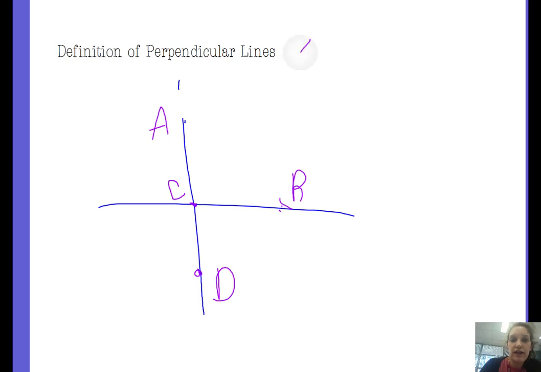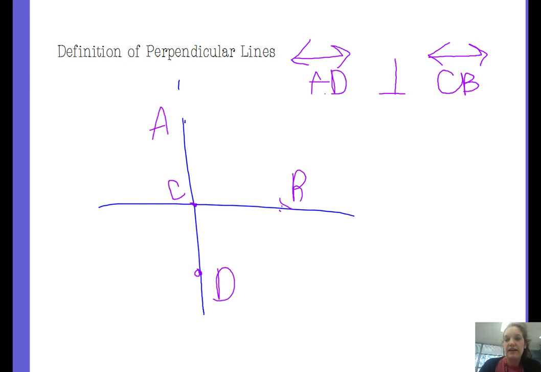So if I told you that line AD is perpendicular to line CB, so that upside down T, that is the symbol that you can use for perpendicular. So when you're writing out your proof, instead of writing the whole word perpendicular, you are allowed to use the perpendicular symbol. So go for it if that's easier for you.